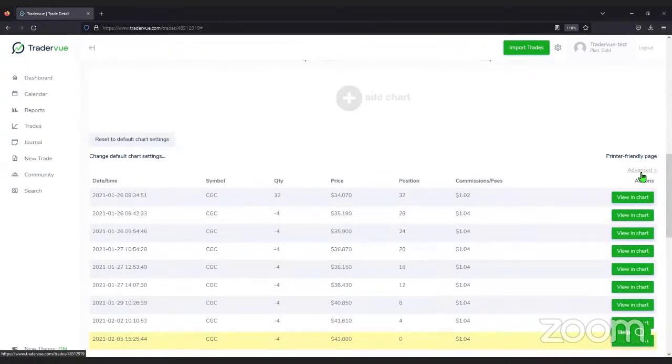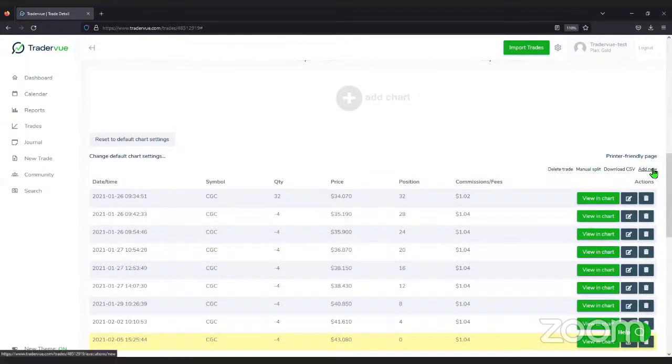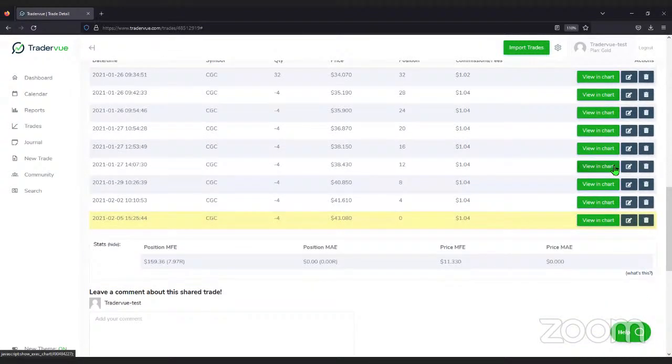Let me see what more we can do. If we click on advanced, we can add a new execution here. If I wanted to modify, like add a buy or sell, you can. You can download this information as a CSV file, manually split, or delete the trade. Here is the link for a printer-friendly page for those of you who like to review on paper. And then below we have information such as position MFE, price MFE, price MAE, and position MAE.